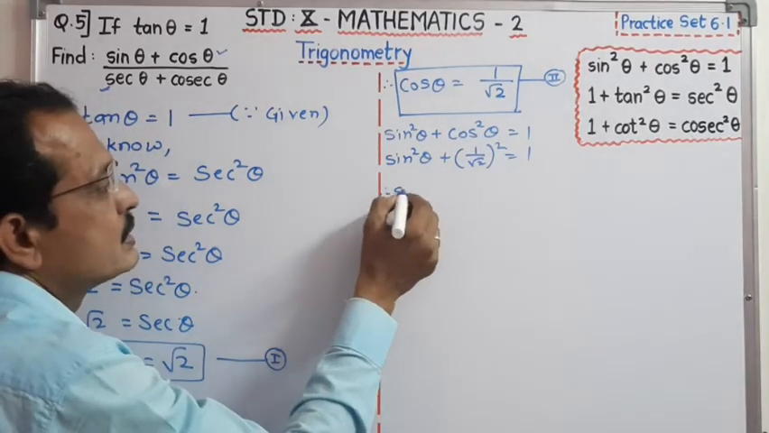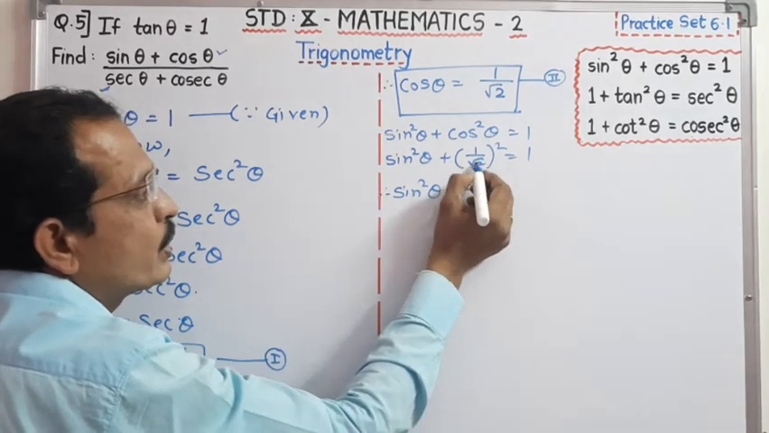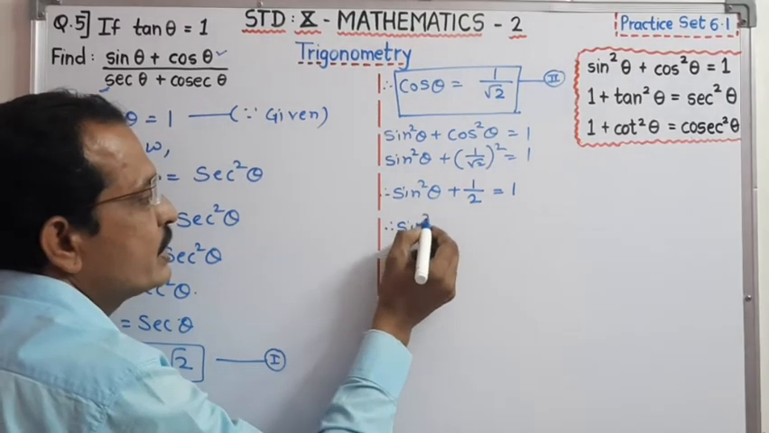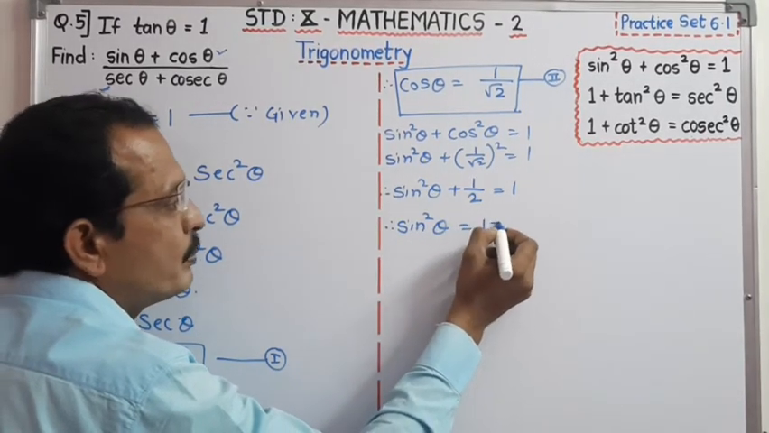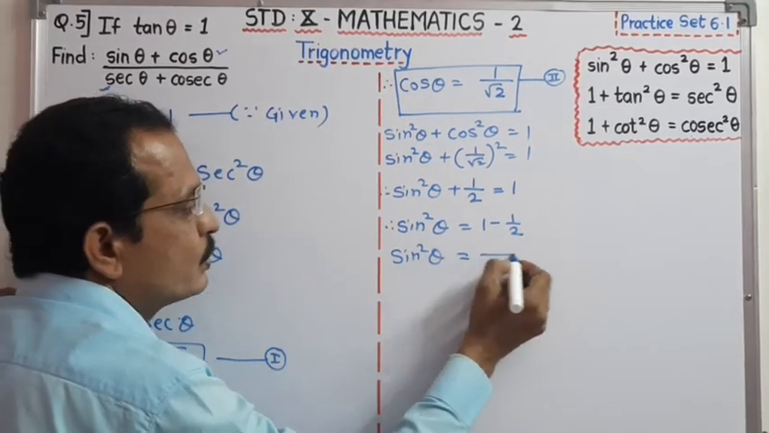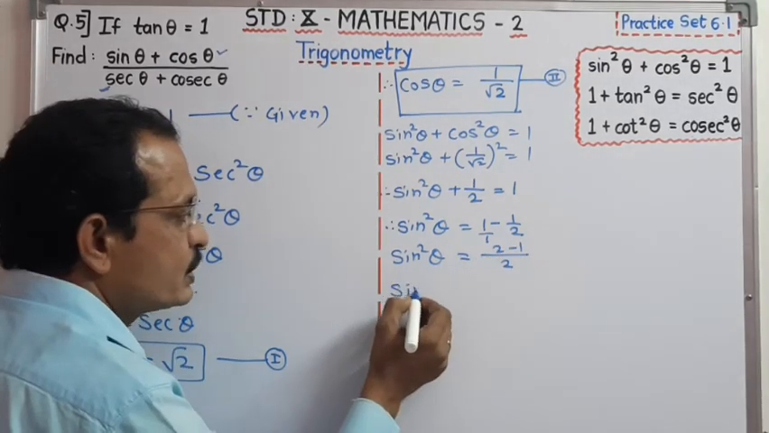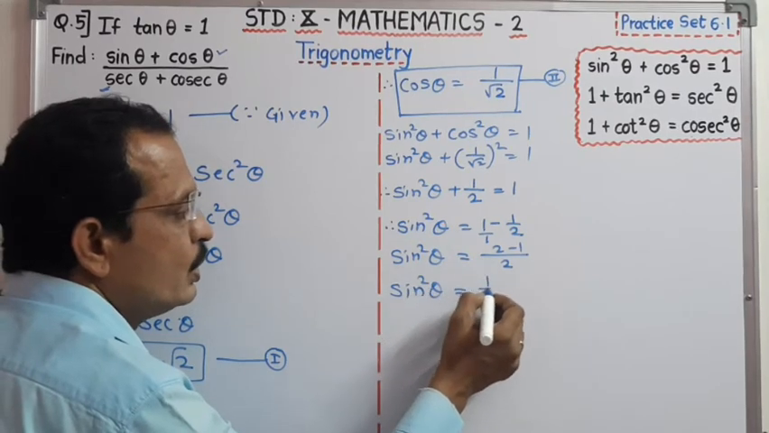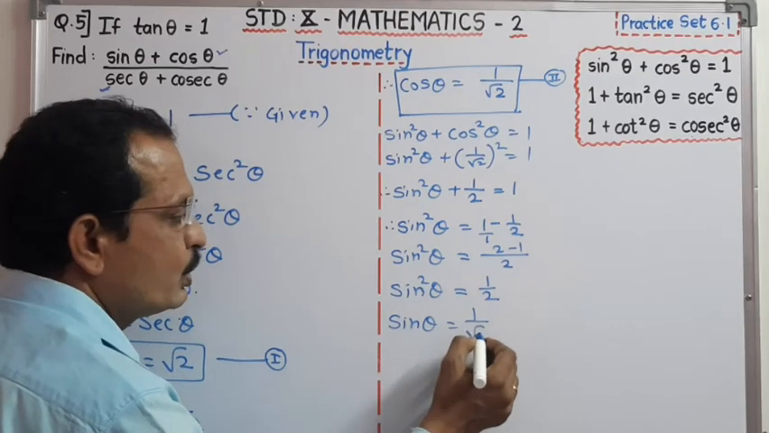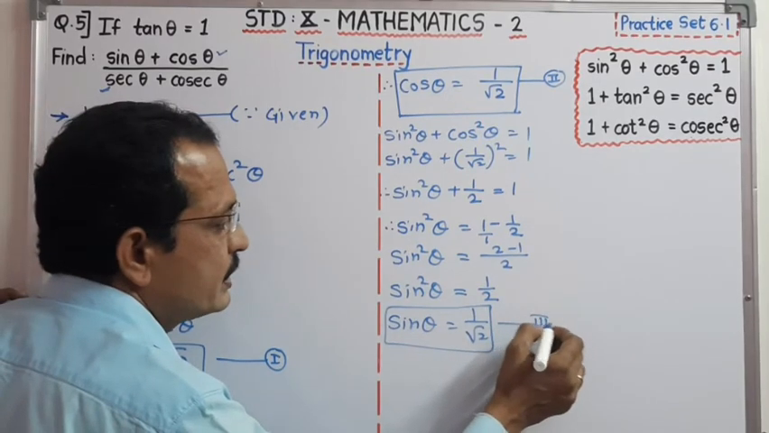Therefore, dear student, sin square theta plus square of 1 is 1 and square of root 2 is 2, is equal to 1. Therefore sin square theta is equal to 1 minus 1 upon 2. Therefore sin square theta is equal to 2 minus 1 upon 2. Therefore sin square theta is equal to 1 upon 2. Taking square root, sin theta is equal to 1 upon root 2. Now, dear student, this is 3.